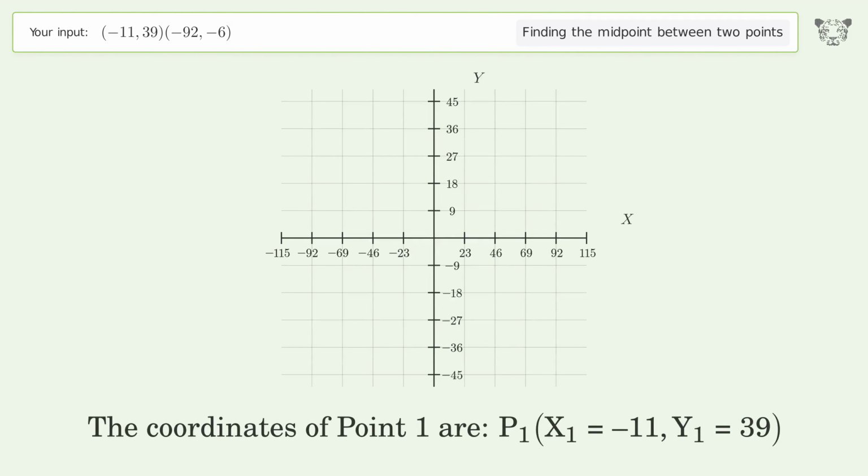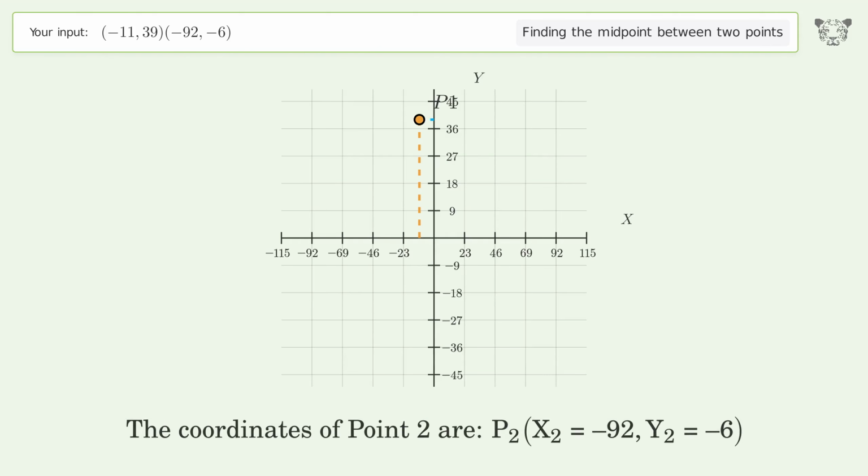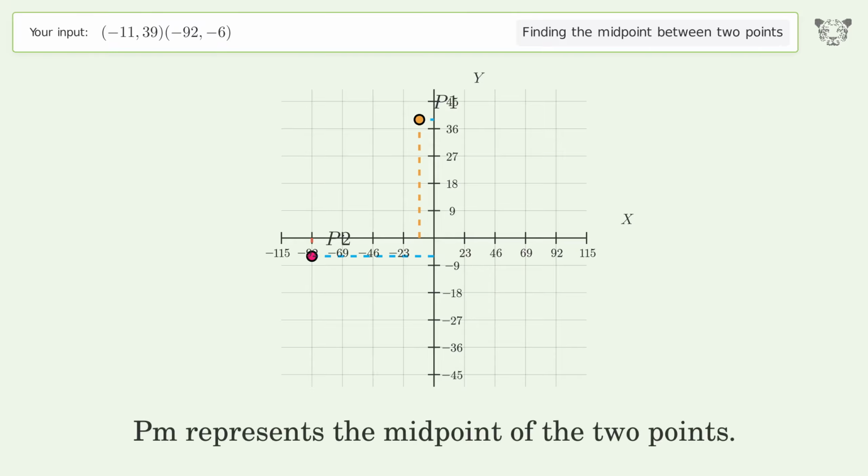The coordinates of point 1 are, x1 equals negative 11, y1 equals 39. The coordinates of point 2 are, x2 equals negative 92, y2 equals negative 6. PM represents the midpoint of the 2 points.